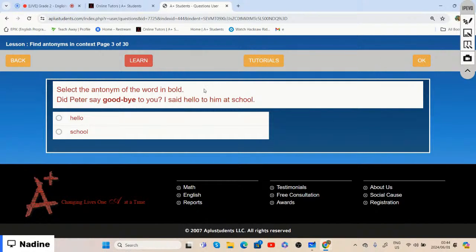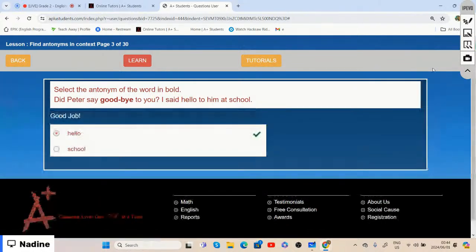All right. So if they say, did Peter say goodbye? So the opposite of goodbye is hello. So both goodbye and hello are greetings, but hello is usually a greeting when you are just meeting the person, and goodbye is when we are parting ways, right? So hello is the opposite of goodbye. So well done.